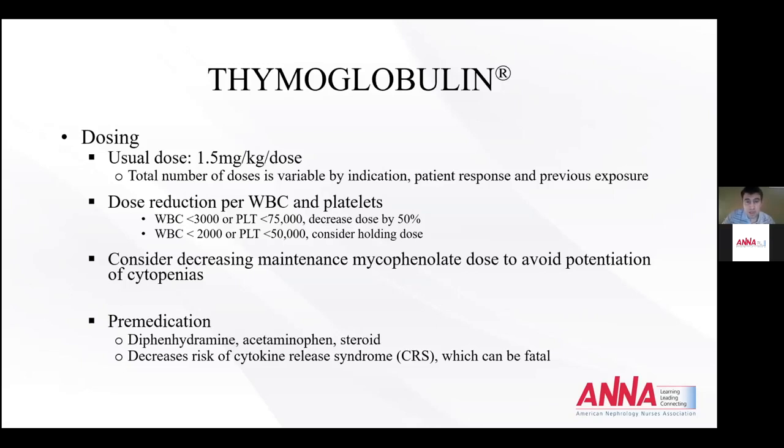You do need to look again at your white blood cell count, or WBCs, and platelets. And this is essentially what you'll titrate your dose by. So if you have a WBC count less than 3,000 or a platelet count less than that, you'll decrease the dose by 50%. If they're severely neutropenic or a platelet count is less than 50, then you probably will hold a dose for a while. You consider decreasing your maintenance CellCept doses to prevent severe bone marrow suppression while you're using this. So when we give the thymoglobulin, you'll see us back off on CellCept, which we'll talk about later.